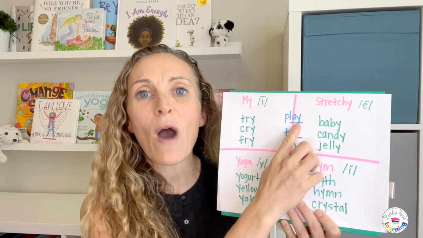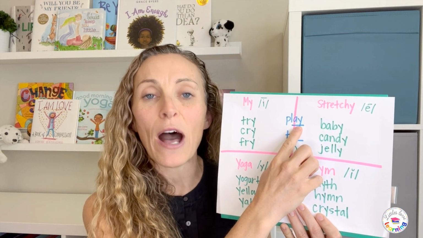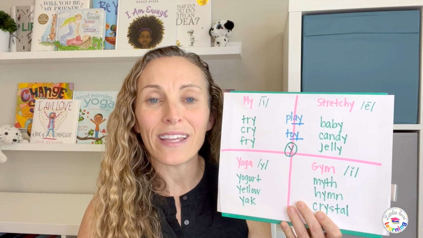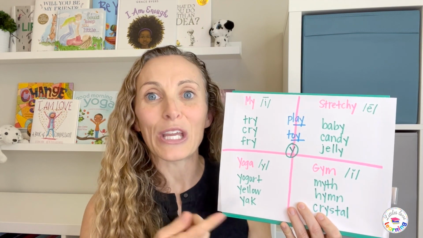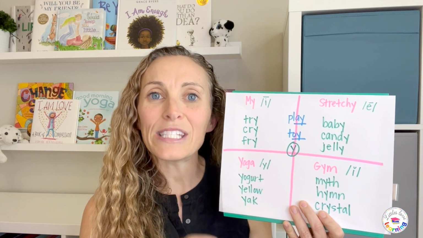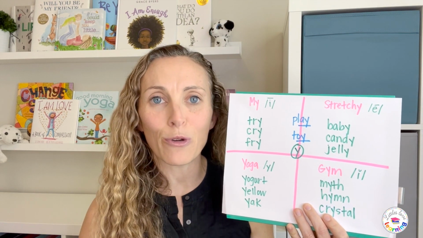P-L-A-Y. A-Y is a vowel team that spells the long vowel A sound. So that's why Y is not going to be spelling the long vowel I sound like it normally does in a one-syllable word, like my. Play is different. It has a vowel team. That's a very different rule.